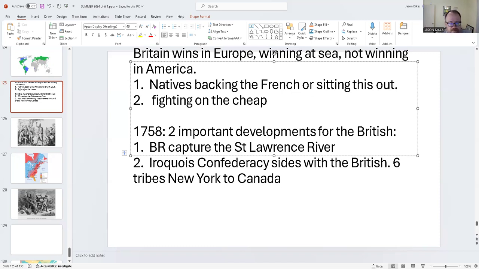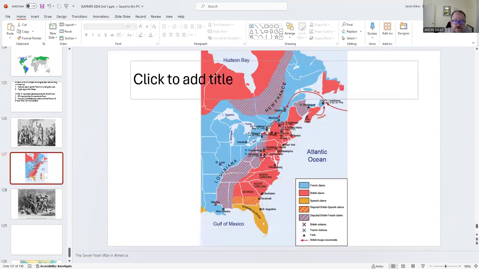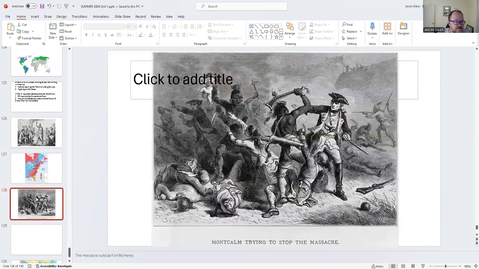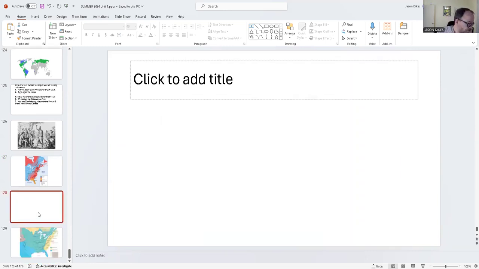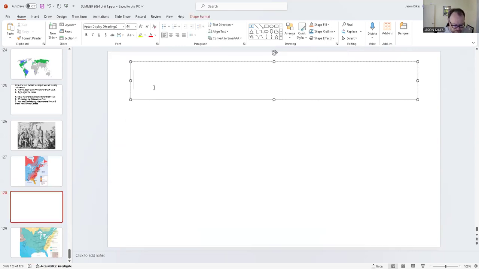I respect that. But the Iroquois Confederacy began to see which way the wind was going to blow. And so the Iroquois sided with the British, and the British have also cut off French resupply by capturing the mouth of the St. Lawrence. And so things turn in Britain's way.